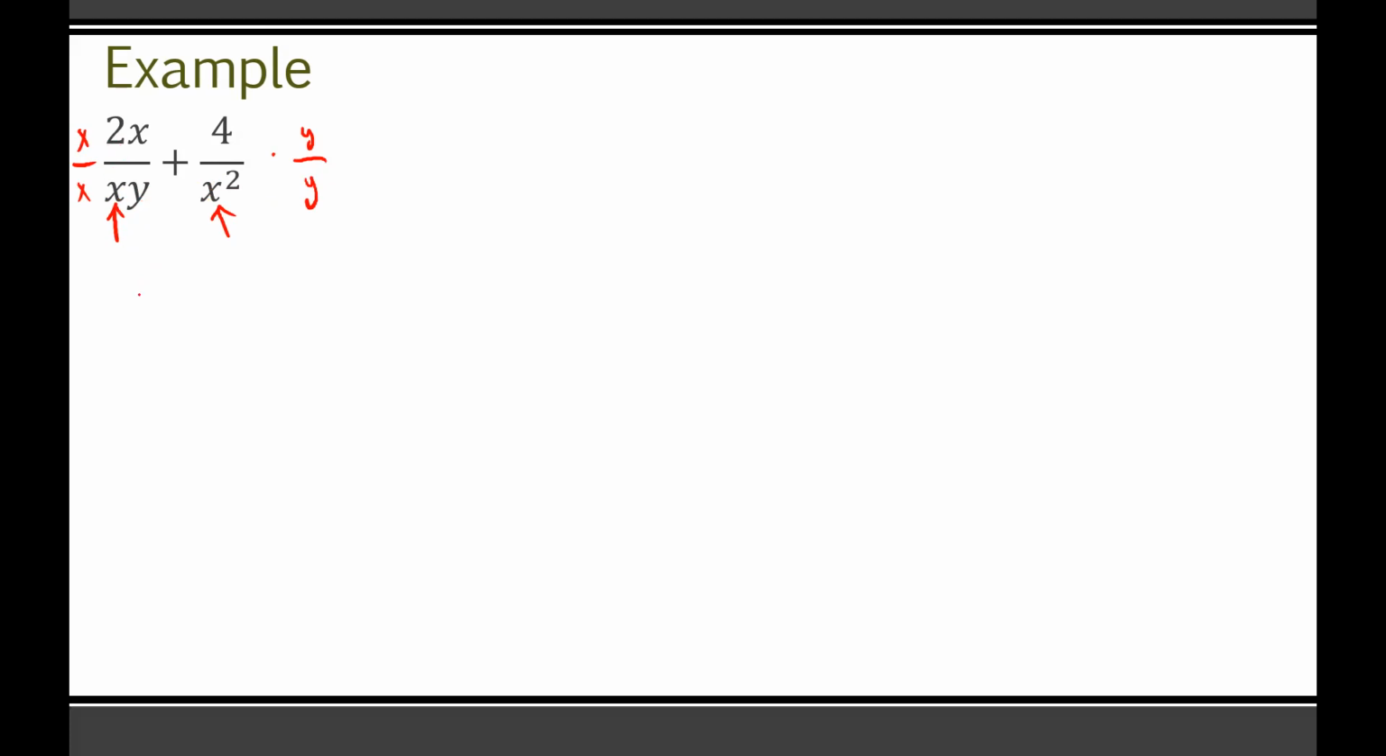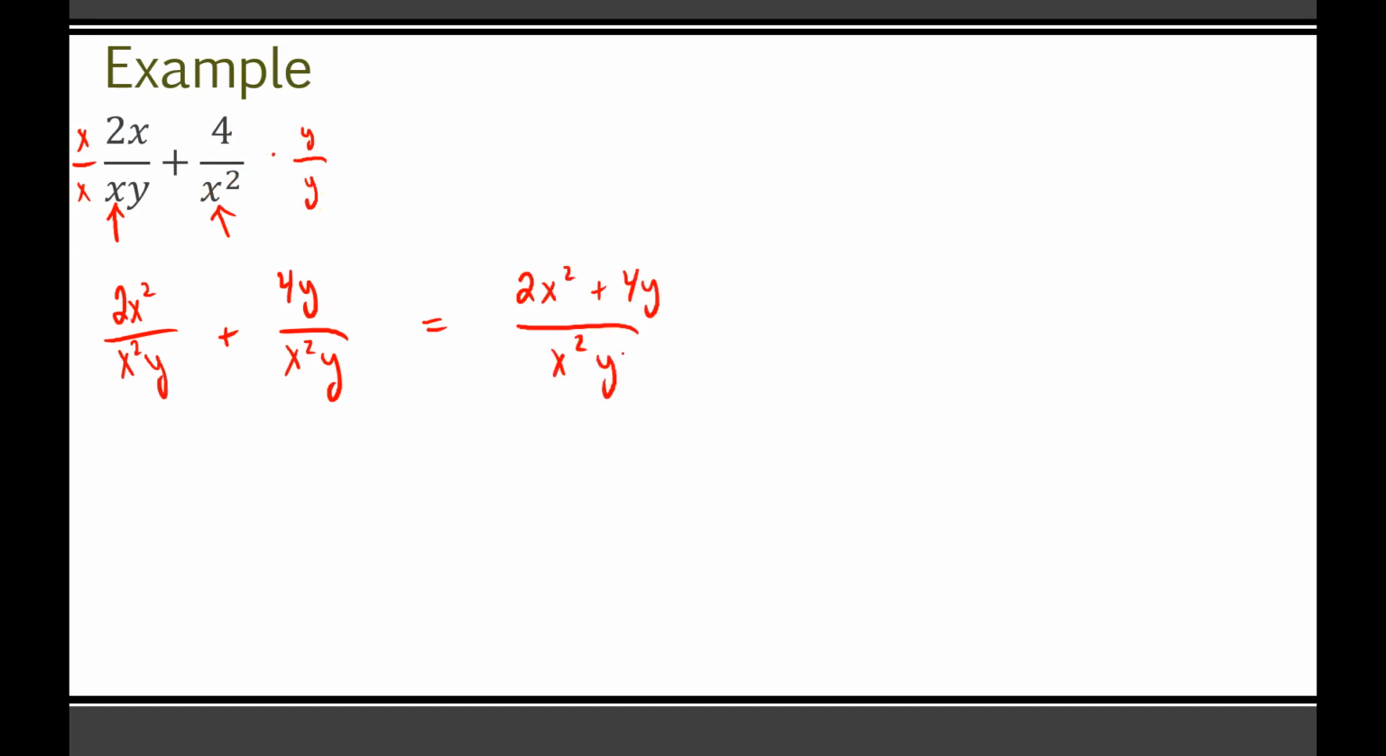If we go x times 2x, this gives me 2x squared over x times xy is x squared y, plus on this one, 4 times y is 4y, over x squared times y, well, that's just x squared y. Notice now they have the same denominator. We can just add the numerators together. This one's actually kind of lame. It's just going to be 2x squared plus 4y over x squared y.